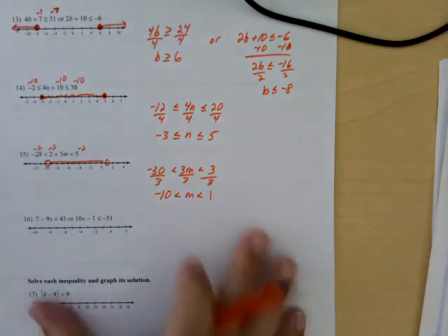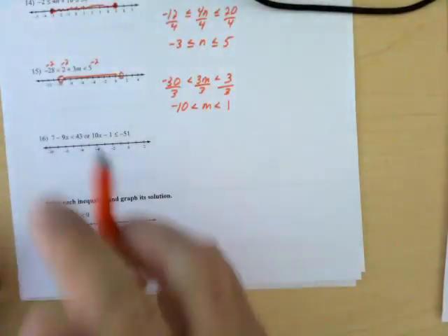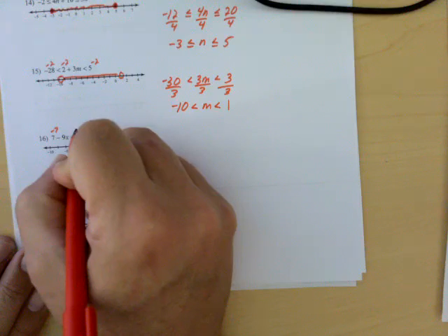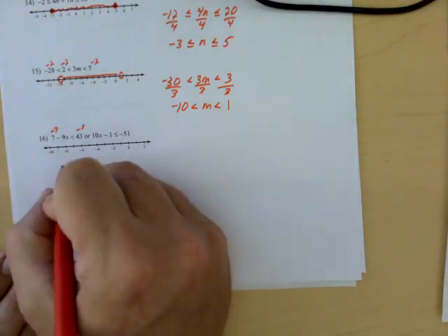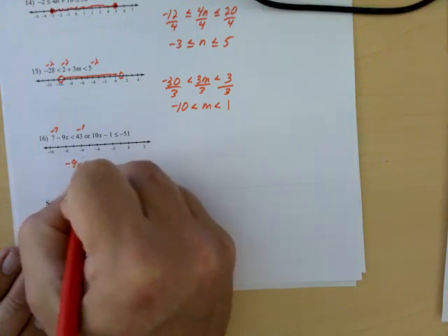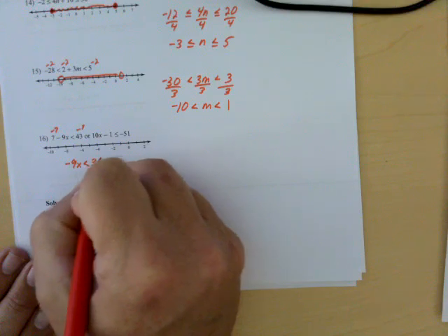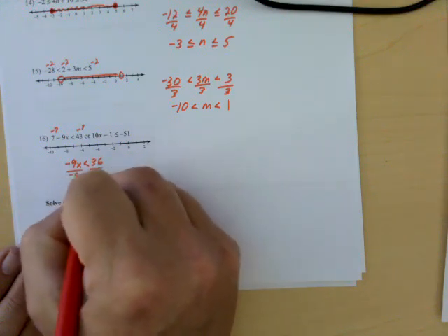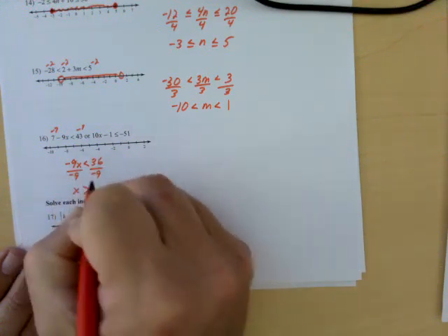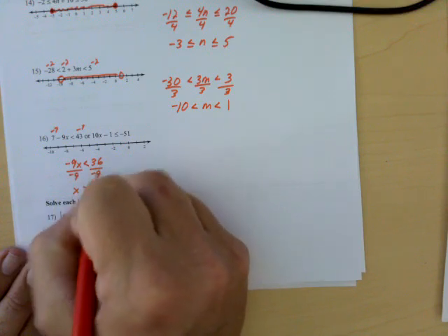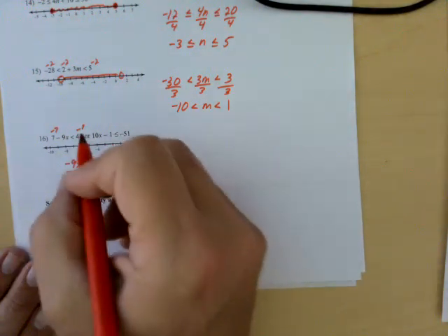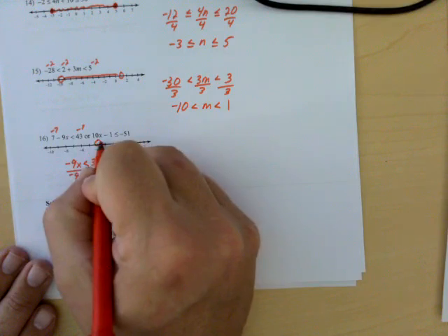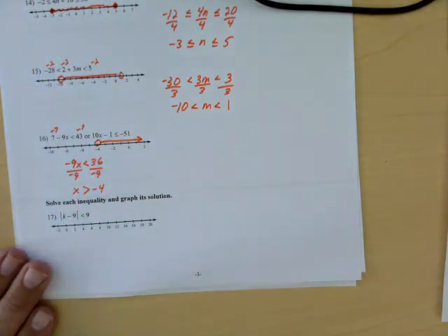Okay, that's good. Back to an OR statement. So for this one, you're going to have -9x is less than 36. We divide by -9, flip the sign, so now it's greater than -4. Okay, so open circle, and there's all the values greater than -4.